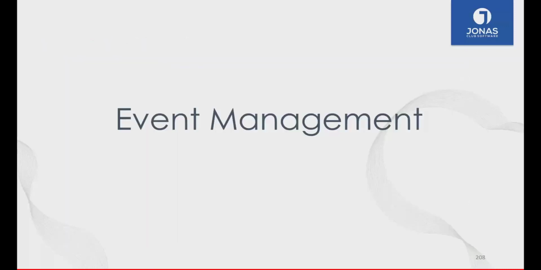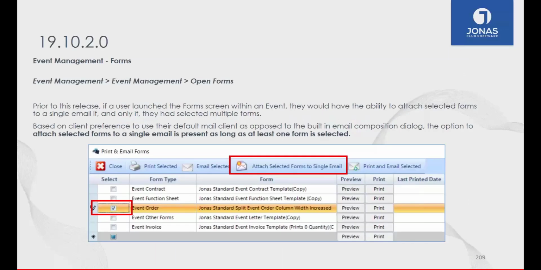Going into event management. Couple new features in here. First one, when you take a look at all your forms, this would include your function sheets, your BEO, your event order. If you want to email those out, you can now select a single form. It used to be that you had to select multiple, but now you can just select one form, attach that to your Outlook email, and then you can send off that form.